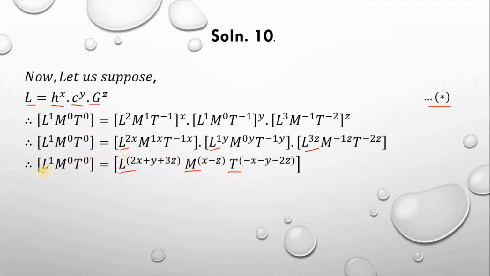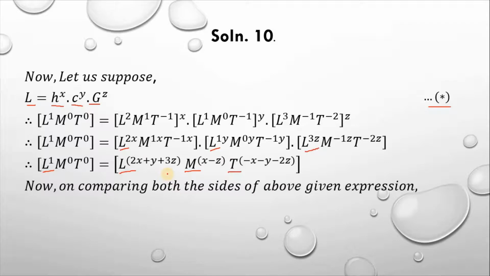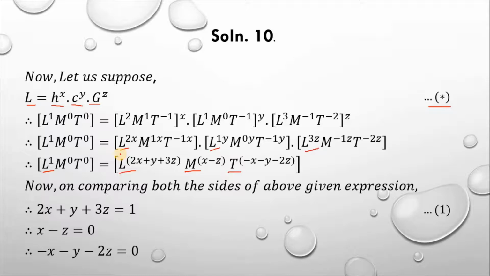Now combining L with L, you can compare the powers. This is 1 and this is 2x plus y plus 3z. So comparing both the sides of the given expression, you will get the first thing as 2x plus y plus 3z equals 1 from L, x minus z equals 0 from comparing m, and minus x minus y minus 2z as 0 from t. I am giving it as equation number 1, this as equation number 2 and this as equation number 3.